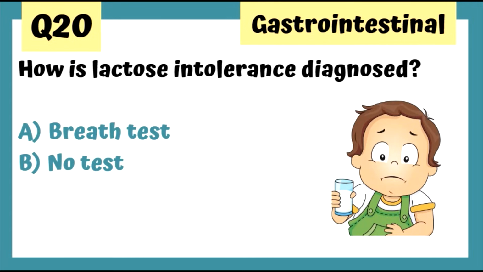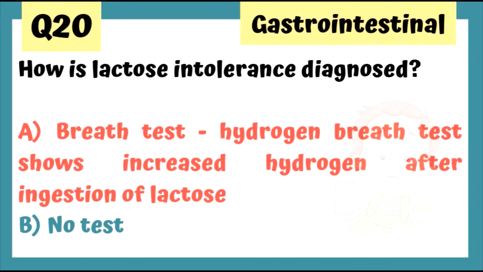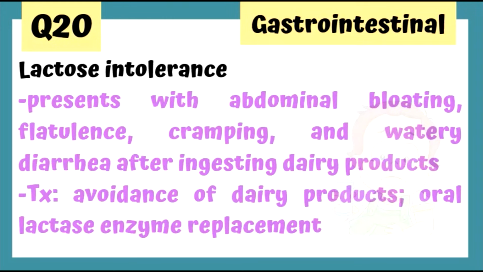Question 20, how is lactose intolerance diagnosed? There is a breath test. The hydrogen breath test shows increased hydrogen after ingestion of lactose. And it presents in patients with abdominal bloating, flatulence, cramping, and watery diarrhea after ingesting dairy products. And treatment is with avoidance of dairy products. And oral lactase may be given as an enzyme replacement.